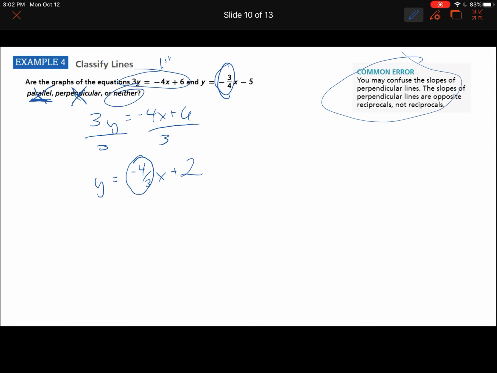And there's the error, right? You may confuse the slopes of perpendicular lines. The slopes of perpendicular lines are opposite reciprocals, not just reciprocals. And that's what we see here.